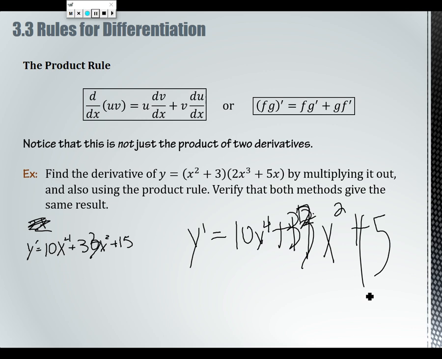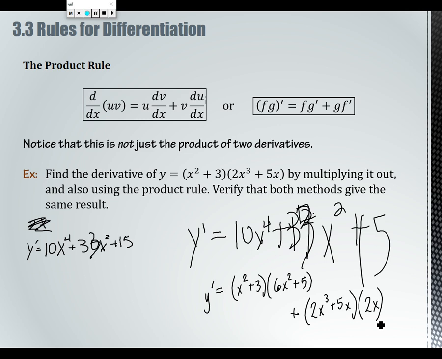Okay. And in fact, the point is, the derivative is this, right? First times the derivative of the second, plus the second thing times the derivative of the first, okay? And hopefully when you multiply this all out, you get this, right?